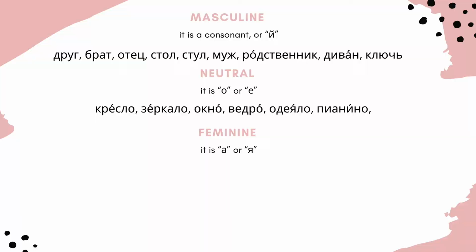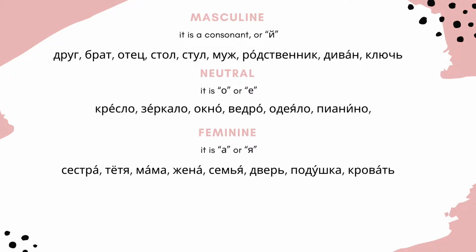And we are coming to feminine. Feminine nouns usually end with а or я. So it's not even all the vowels, just basically two of these. А and я. And some examples. Сестра, тётя, мама, жена, семья, дверь, подушка, and кровать. You could also see two nouns with a soft sign in the end. So дверь and кровать. And you remember that we have ключ.